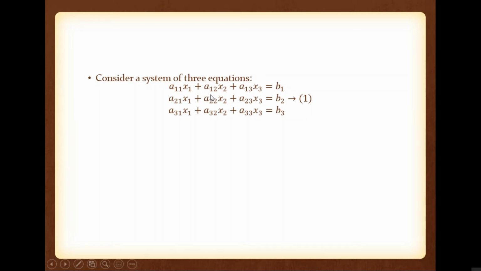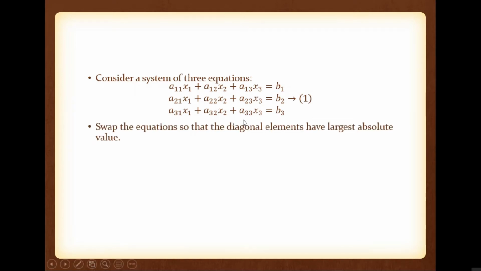a11 x1 plus a12 x2 plus a13 x3 is equal to b1, a21 x1 plus a22 x2 plus a23 x3 equal to b2, then a31 x1 plus a32 x2 plus a33 x3 is equal to b3. So this is equation number 1. Now what do we have to do? Assume that this is a system after swapping.